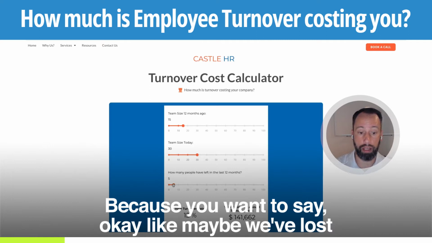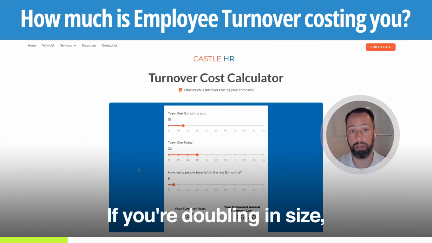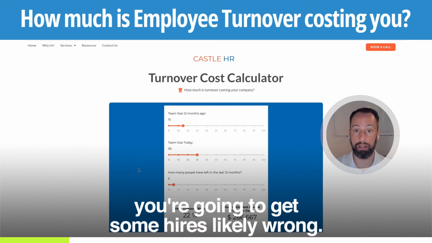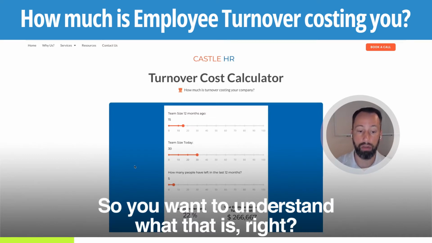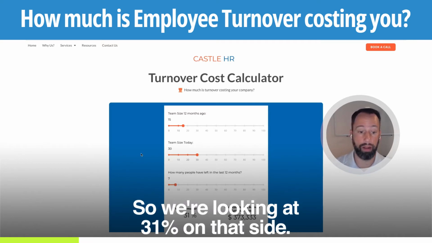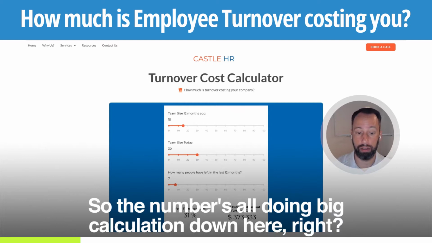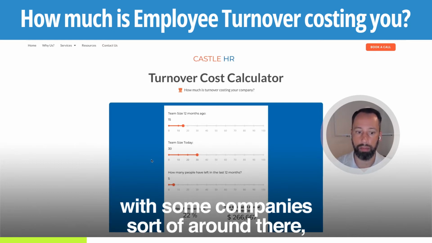Because you want to say, okay, maybe we've lost 5 people, which is not uncommon. If you're doubling in size, you're likely going to get some hires wrong, and you're going to have some people move on. There are always some growing pains, so you want to understand what that is. Maybe it's a little bit higher with those rates, so we're looking at 31 percent here. The numbers are all doing the calculation down here, but 15 to 30 and 5 turnover is what we normally see with some companies.